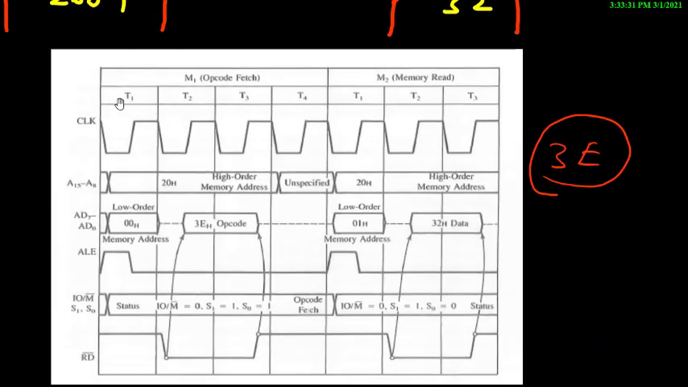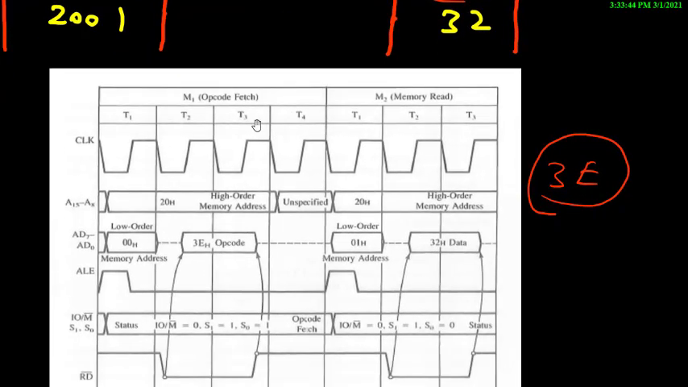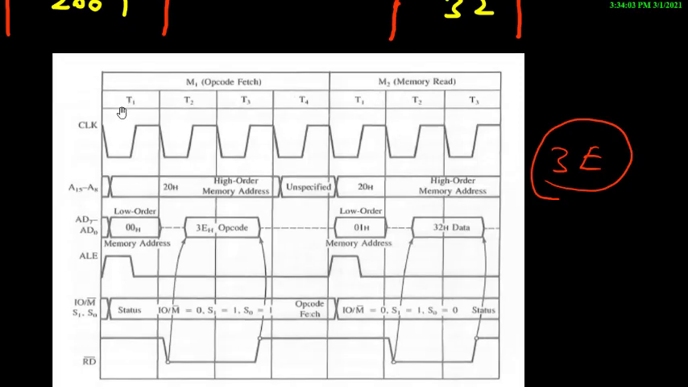When we start, at the very first T state, you can see there are T1, T2, T3, 4 T states, and this first opcode fetch is the machine cycle. So this particular instruction MVI A, 32H consists of two machine cycles. The first machine cycle is the opcode fetch machine cycle, and this consists of 4 T states. And the second part of the instruction is the memory read, and this machine cycle M2 consists of 3 T states.